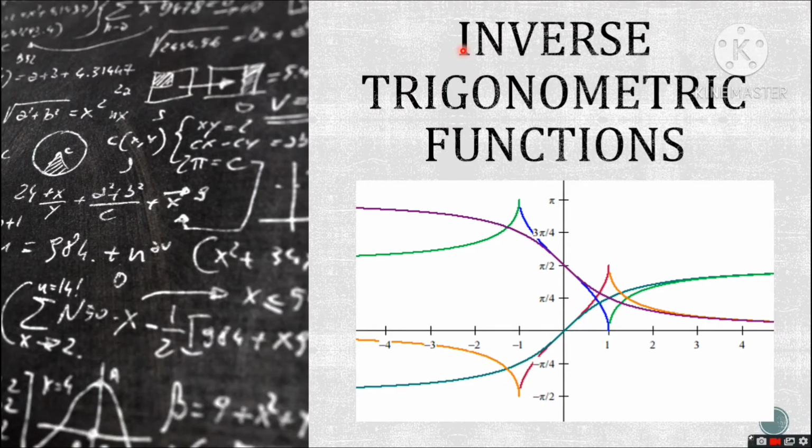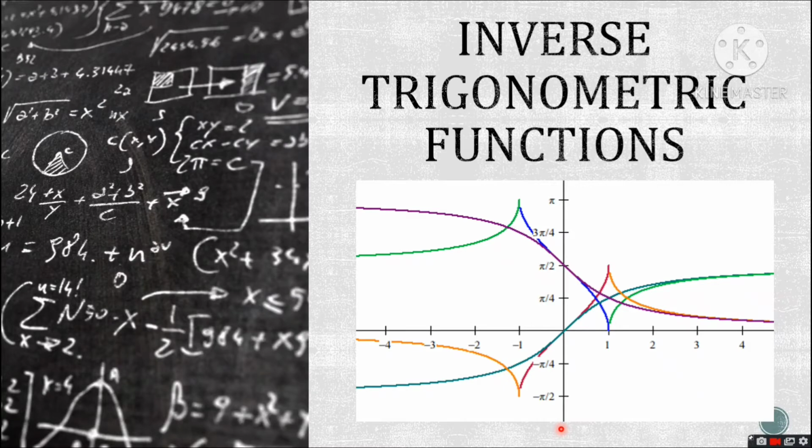Inverse trigonometric functions. Let's recall inverse functions. When the function f is from A to B, A is the domain for the function, B is the codomain or range. So when this function is one-one and onto, then the inverse of the function exists, denoted by f inverse. So f inverse is from B to A. This f inverse is also one-one and onto. So when f is from A to B, f inverse will be from B to A.